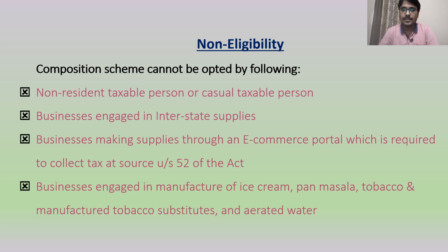Next is business engaged in interstate supplies. That is, if you want to make interstate supplies, that is supplies from one state to another state, then you are not eligible to opt for this composition scheme.